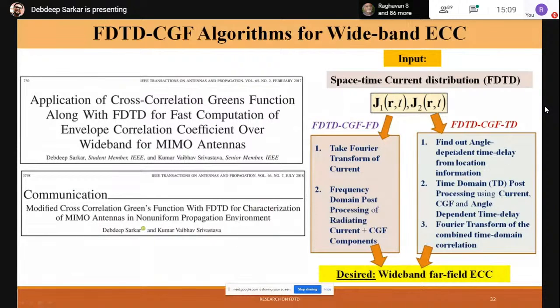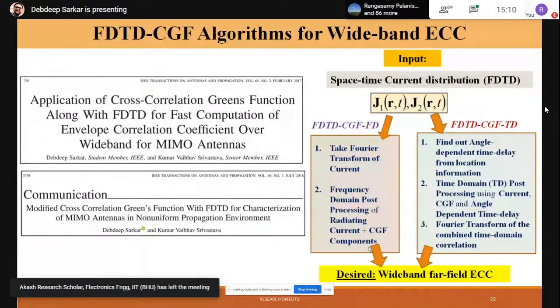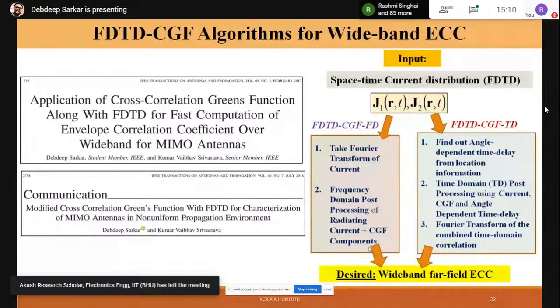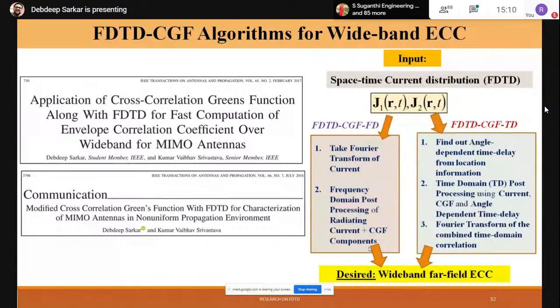So we found the angle-dependent time delay from the location information, and then we used time domain post-processing using the current information, the CGF, and the angle-dependent time delay. Finally, we get a complete time domain quantity, and we do the Fourier transform of that combined time domain correlation quantity. This turned out to be very fast compared to the other approach. We also reported various issues, like the error that arises depending on how you discretize your angles. There were several intricate things discussed in this particular paper.